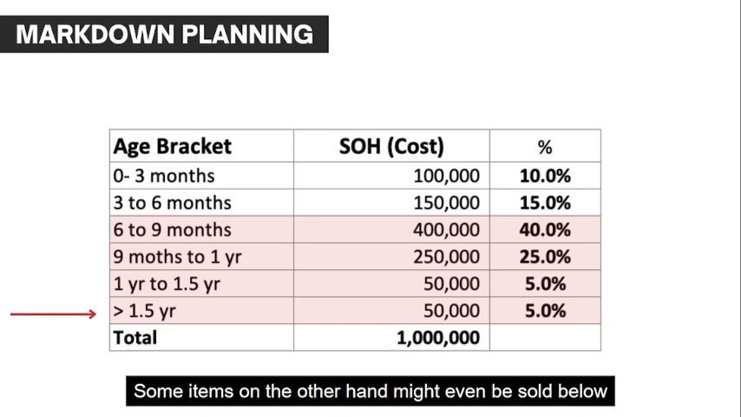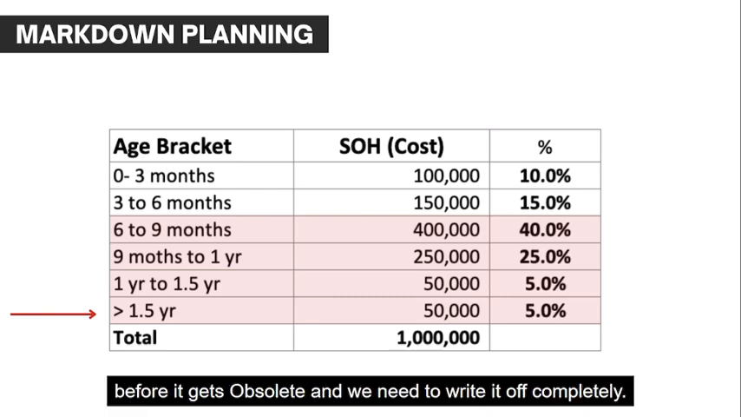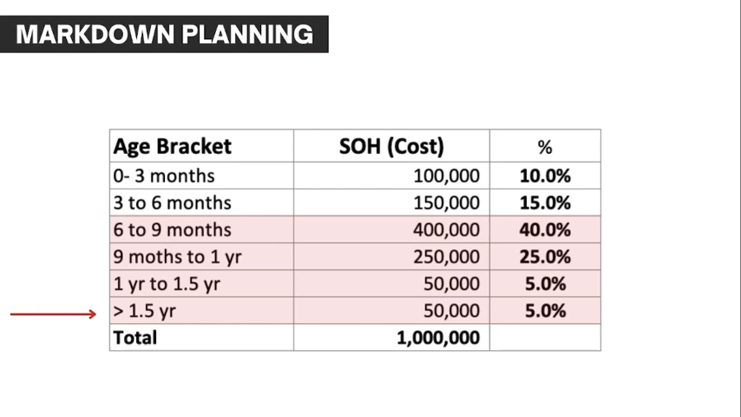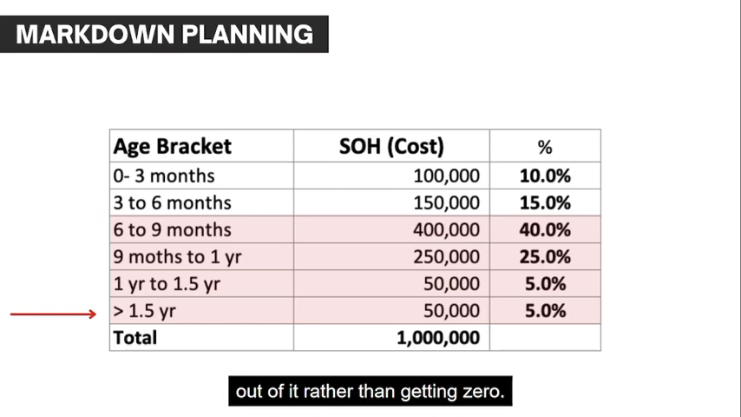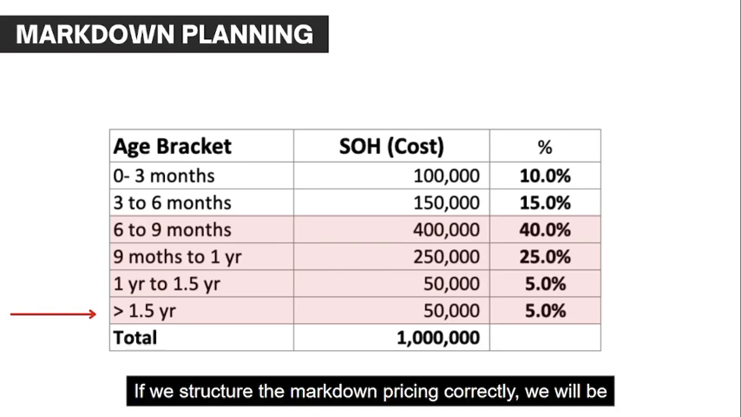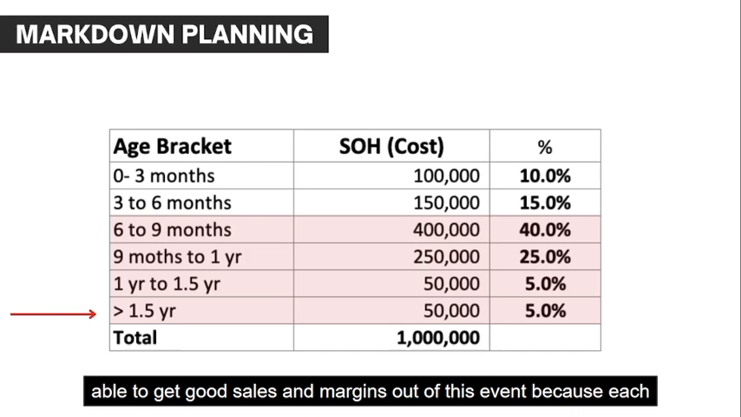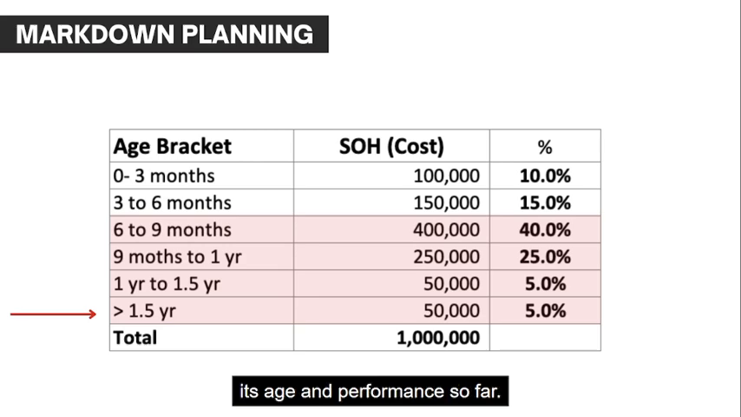Some items, on the other hand, might even be sold below their cost price at negative margins, and that's okay. Because at this age for that item, all we want is to generate some cash out of it before it gets obsolete and we need to write it off completely. In other words, for this item, it's better to get $1 out of it rather than getting $0. If we structure the markdown pricing correctly, we will be able to get good sales and margins out of this event, because each item will be selling at the appropriate margin for its age and performance so far.